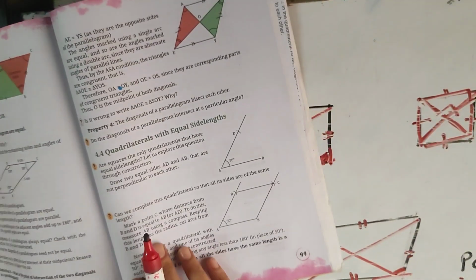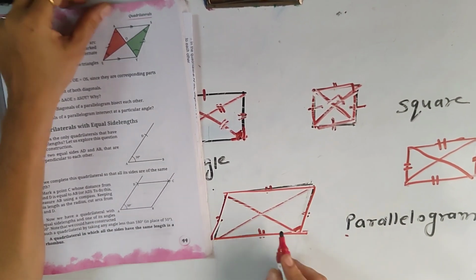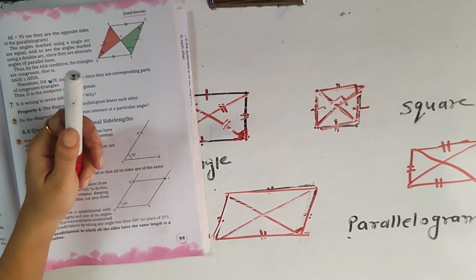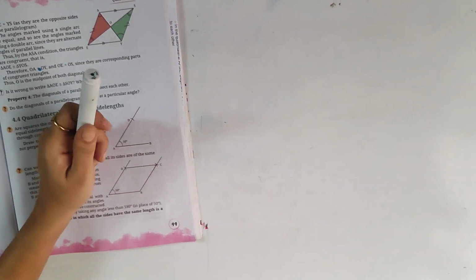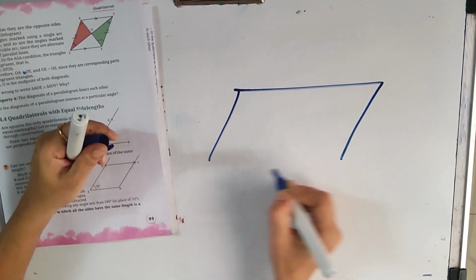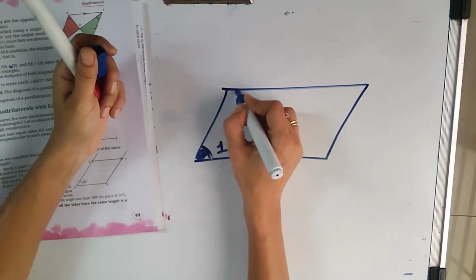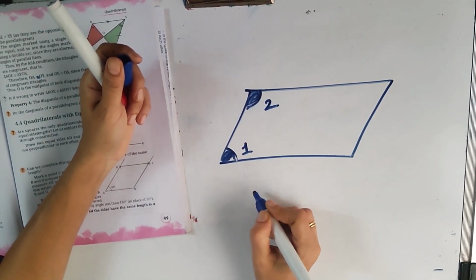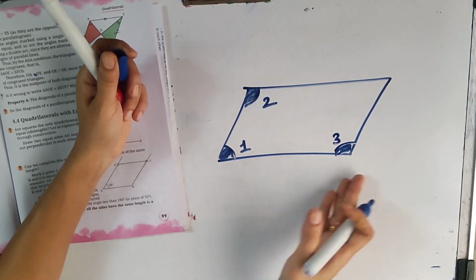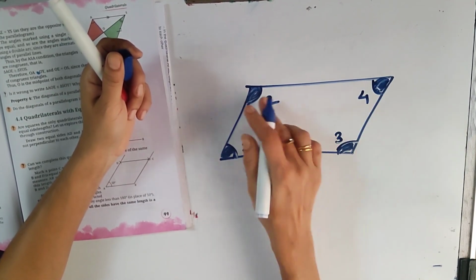See here, this is one more important property. This is your parallelogram. In a parallelogram, adjacent angle means you have to see which are the adjacent angles here. Suppose you draw one figure. Okay, this is the parallelogram. Here this is angle 1 and this is angle 2, this is called adjacent angle, or angle 1 and angle 3, this is called adjacent angle. 3 and 4 again adjacent angles, 2 and 4 again adjacent angles.